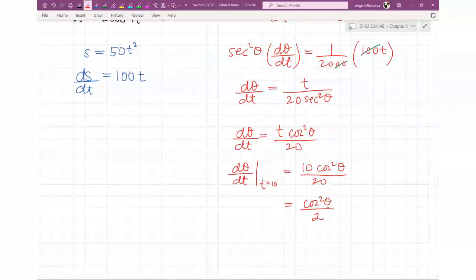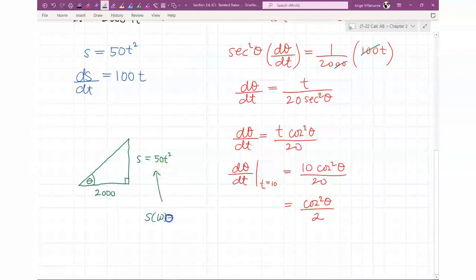So what is cosine squared theta? Well, here you go. This is how you're going to figure it out. We have a triangle that looks like this. We know this is 2,000. We have a formula that tells us the height. When t equals 10, what is my height? 5,000. So yeah, it's going to be 5,000, right?